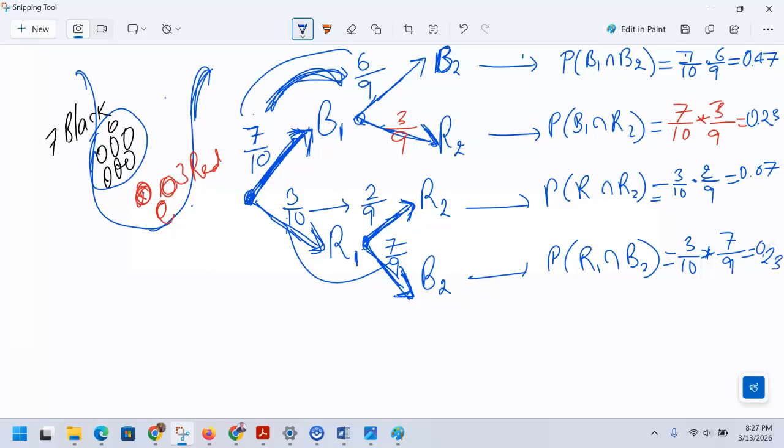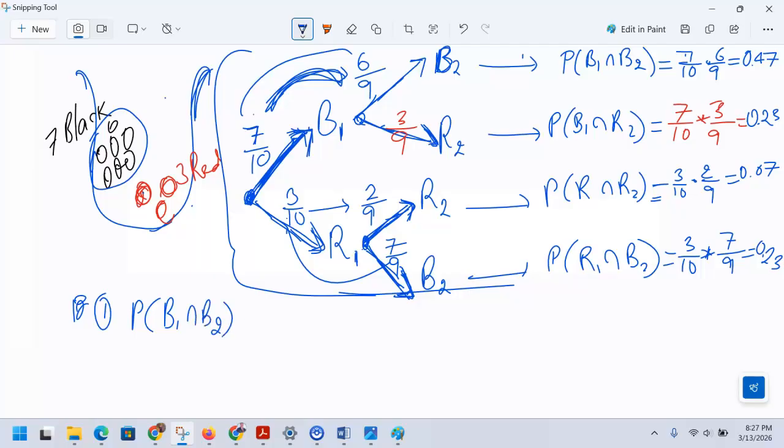So using this chart also we could answer this question. If you see, the first question asked what is the probability that both are black, and you got the answer there, which we already did. Of course, I showed we already got this 0.47.